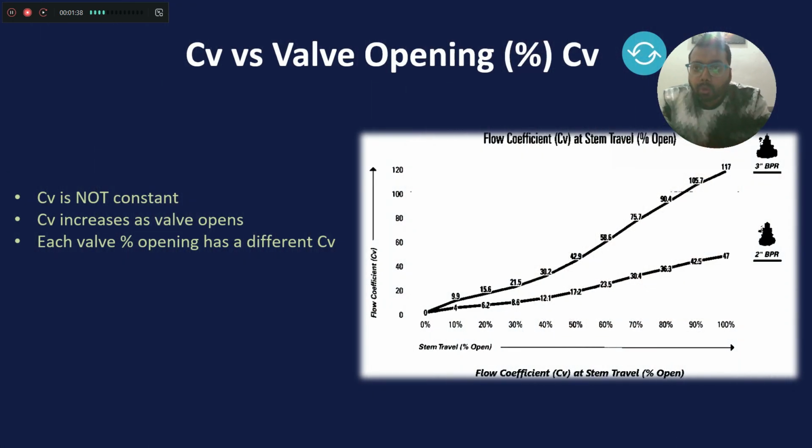CV versus valve opening means that when the valve is continuously opening up to 100%, the CV value is also changing, because the rated CV value is the value at maximum 100% opening. So at particular openings of the control valve, 25, 30, 45, whatever the value, the CV value is also different at different openings.